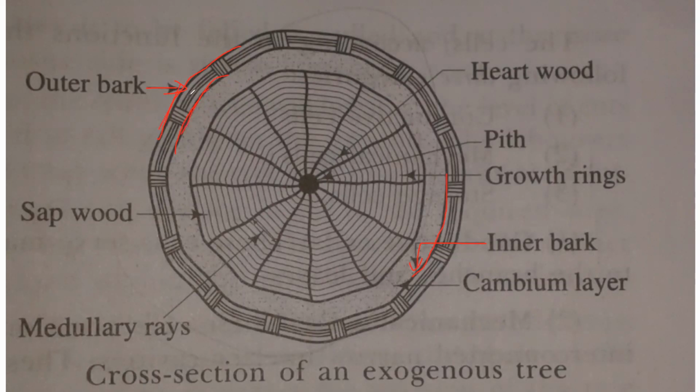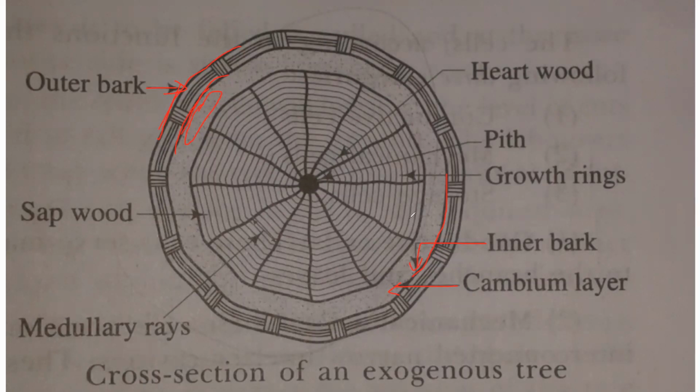Next, after outer bark and inner bark, if you go further inside, this portion is called the cambium layer. Here it is written, you can see this is the cambium layer. If you go from outside to inside, the outermost part is outer bark, the inner portion is called inner bark, and after inner bark, if you go inside again, you will get the cambium layer.